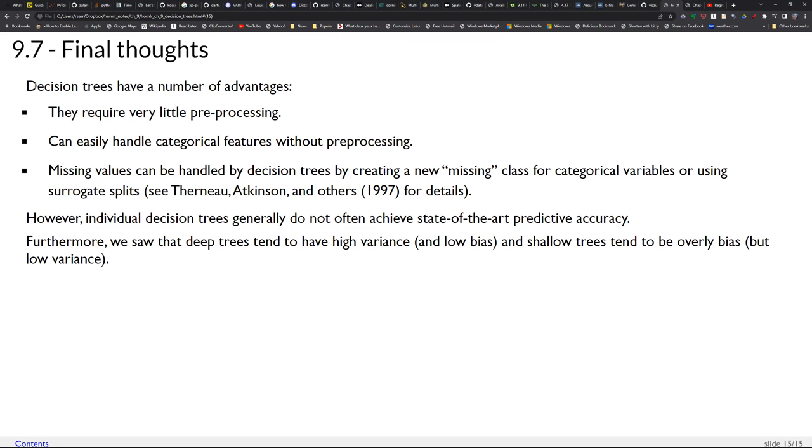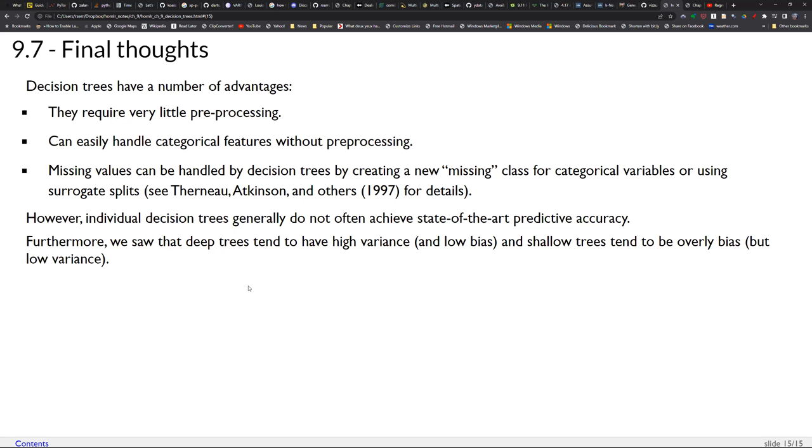So final thoughts: decision trees have a number of advantages. As you can see, they require very little pre-processing, if any. They can also handle categorical variables without pre-processing. We didn't pre-process any of the categorical variables that we have in that data set. Missing values can be handled, but you have to create new variables that are flags.